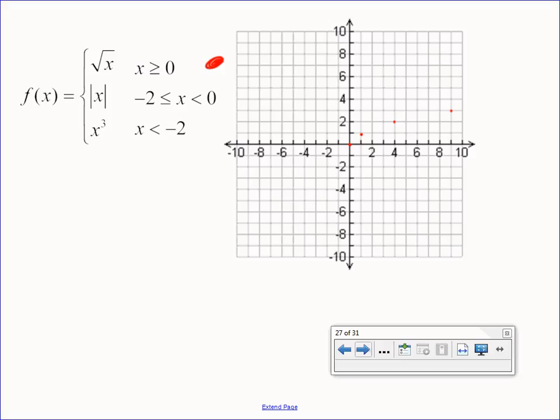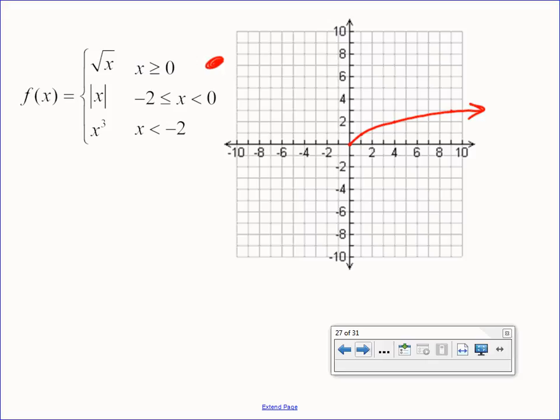Is this going to be open or closed? Well, at 0, 0, it'll be closed because that has an or equal to on my domain restriction. So this will be filled in and everywhere to the right. I'll put an arrow to show that it goes on forever.